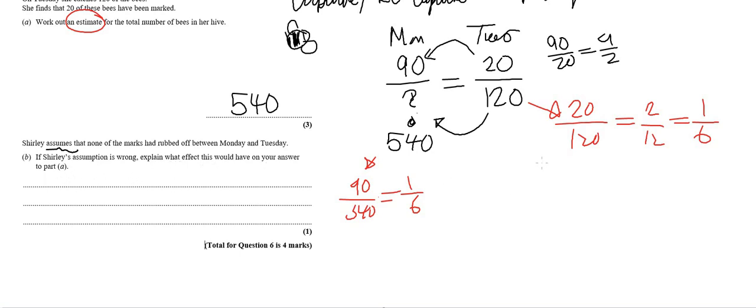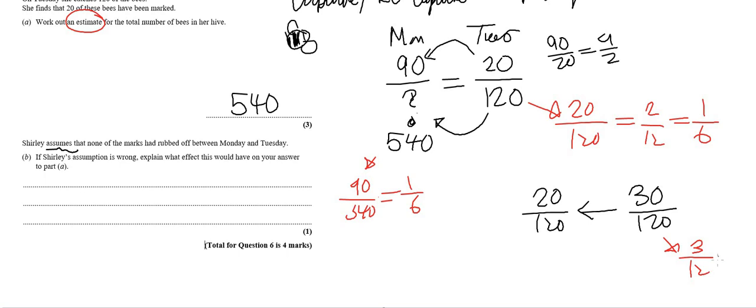Okay, so she found that 20 out of 120 were marked. So let's say that actually that's because some of them rubbed off, and actually it should have been 30 out of 120 because more of them had marks. So now if we simplify this fraction, that would be 3 over 12, or 1 over 4.